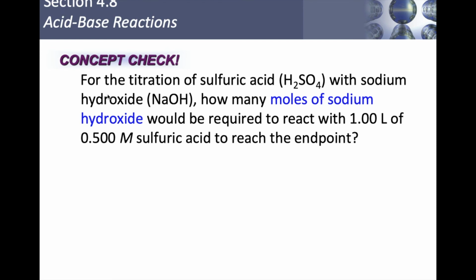How many moles of sodium hydroxide would be required to react with 1 liter of, again, a 0.500 molar solution of sulfuric acid in order to reach the end point of our reaction here? It should probably say equivalence point, but still, end point, again, they're not exactly the same thing, but we can calculate the equivalence point. End point, that's more visual, right? So let's write down our reaction here.